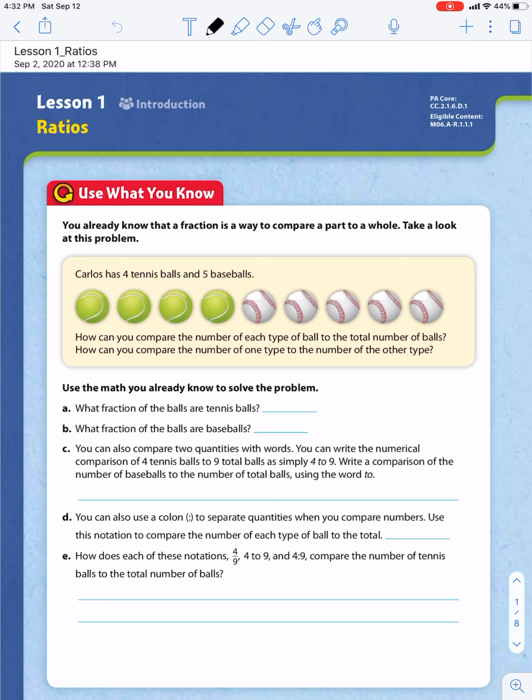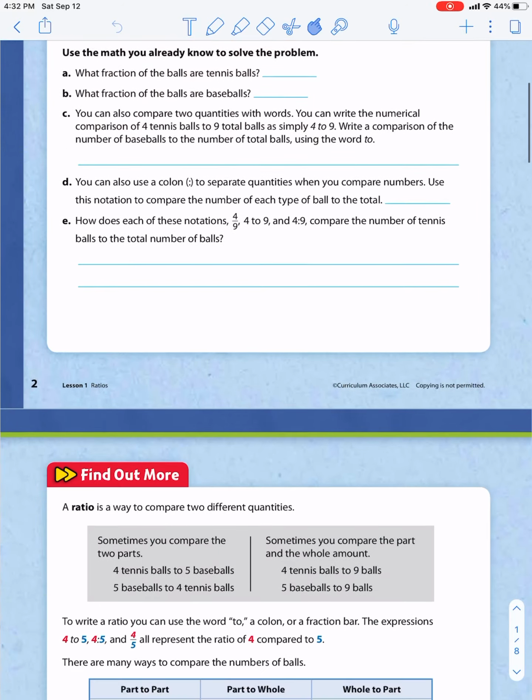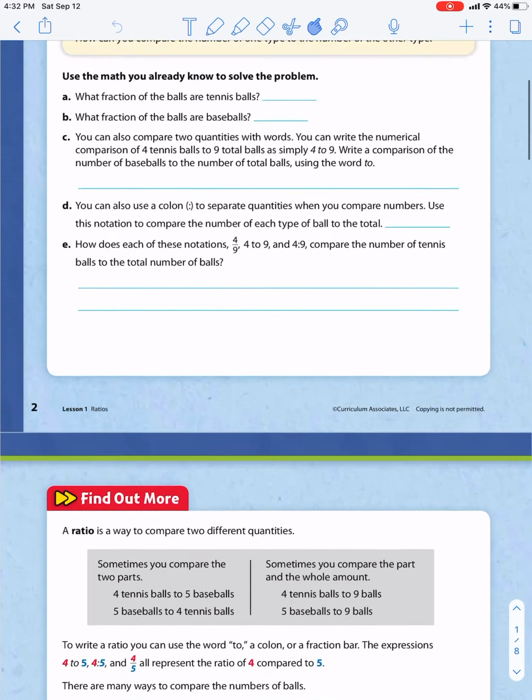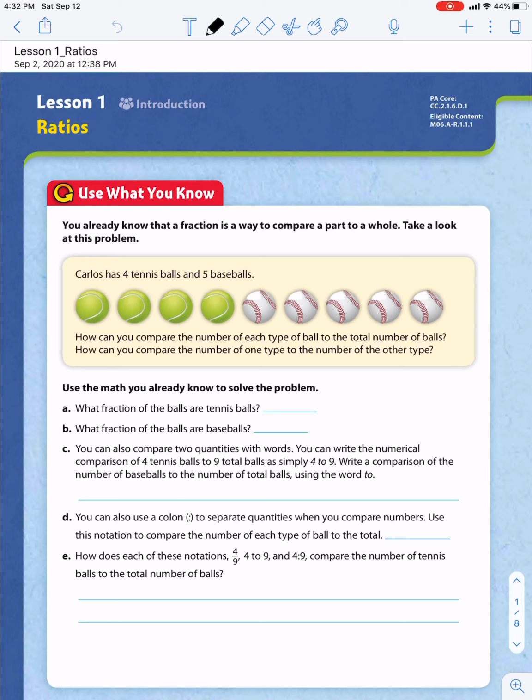So our first section here, we're only going to go through the first 2 pages of this. Then we'll go through all 8 pages throughout the week. All right? So you already know that a fraction is a way to compare a part to a whole. So let's take a look at this problem here.